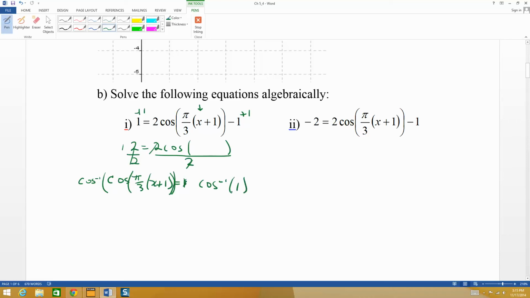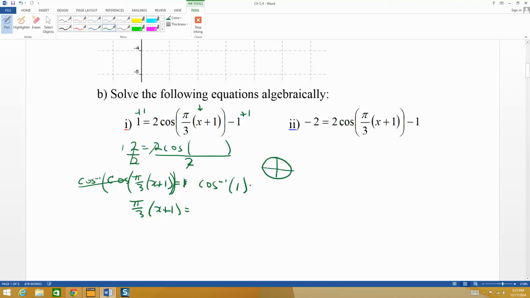So what did I do to both sides? I did the inverse cos. The inverse cos of cos cancels out, so I get pi over 3 multiplied by x plus 1 is equal to the inverse cos of 1. So what is the inverse cos of 1? Time to get out the old unit circle here.